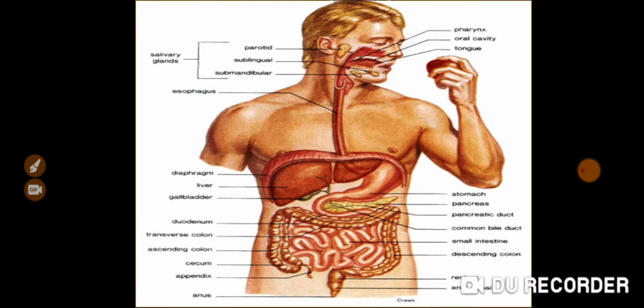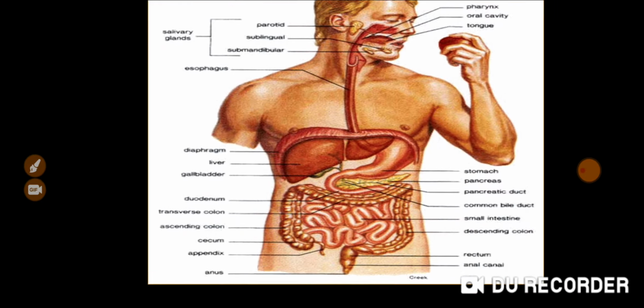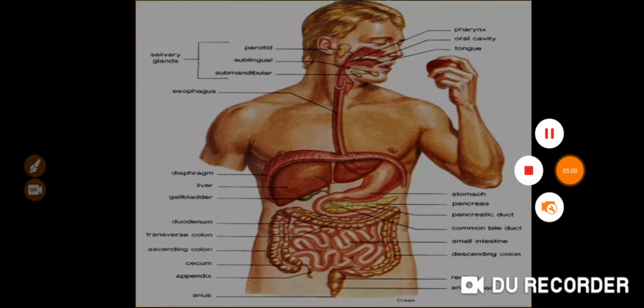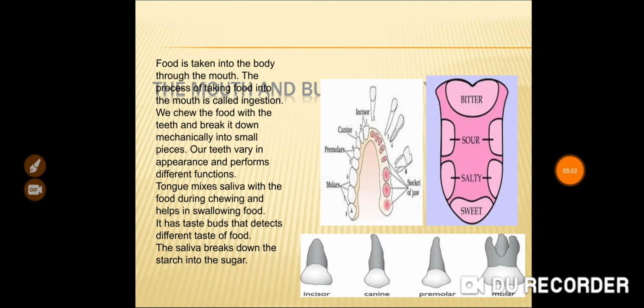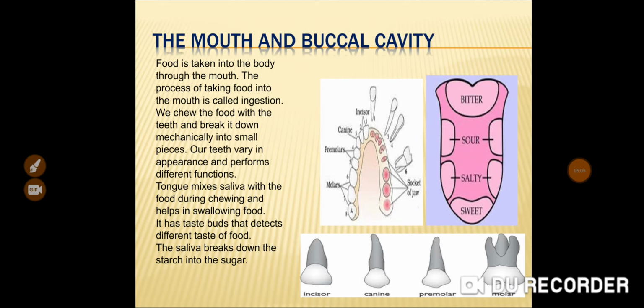Now let us talk about the parts of the human digestive system. Firstly, the mouth and buccal cavity. As we all know, food is taken into the body through the mouth. The process of taking food into the mouth is called ingestion. We chew the food with the teeth and break it down mechanically into small pieces.